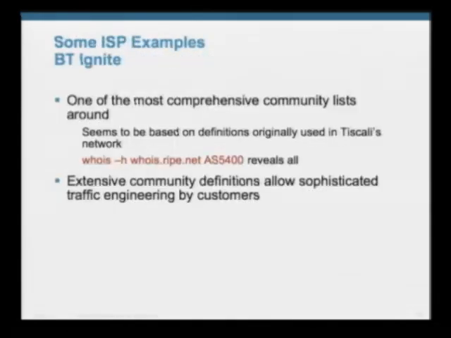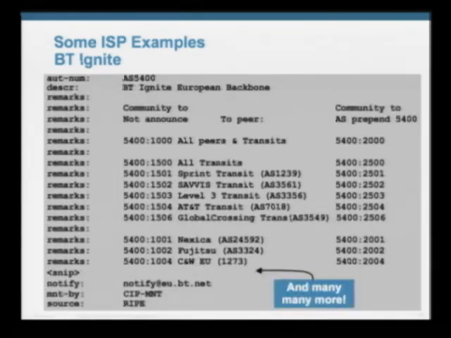And there are others. BT Ignite. This is a huge list, and the definitions are based on Tiscali's original ones. Tiscali is TINet now, but many, many years ago Tiscali came up with a very, very complex list, and BT Ignite seems to have adopted them. Here's the typical thing there. If you send 5400:1000, they will not announce that prefix to all their peers and transits. Or if you send 5400:2000, they'll do a single prepend. I've worked with customers of BT Ignite, and I've played around with these communities, and they do actually work as advertised, which is not bad.